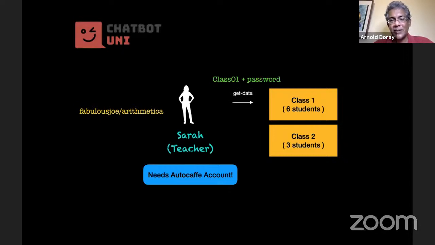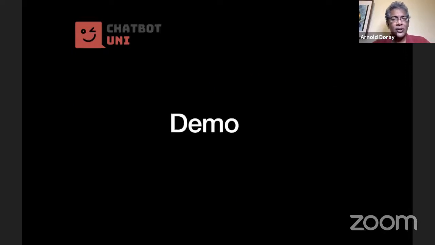She will then call getData to actually extract the results, and then she can display the results in a report, right? Or she can call class 2 plus a password, and same thing, she can call getData and see the results for class 2. Okay, so let's have a simple short demo with this.